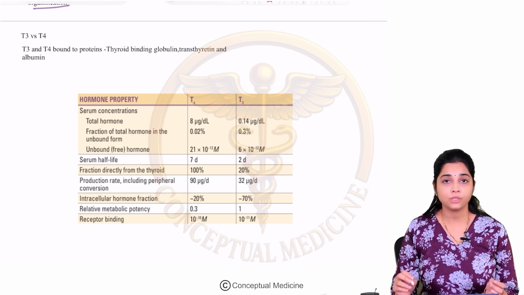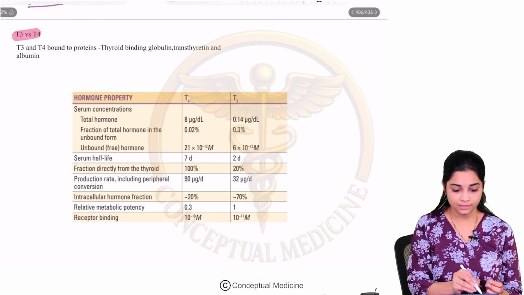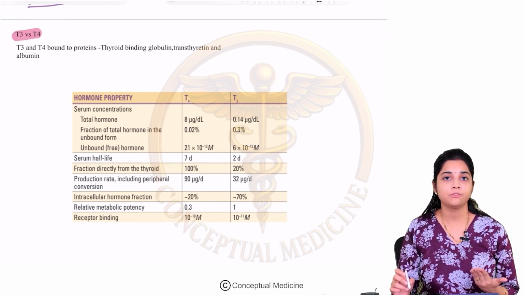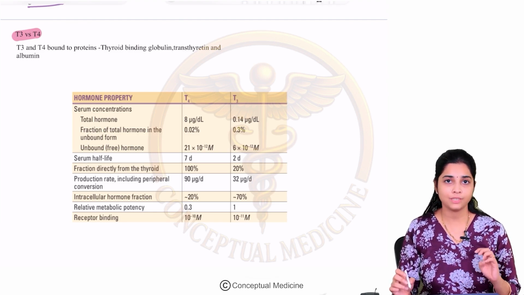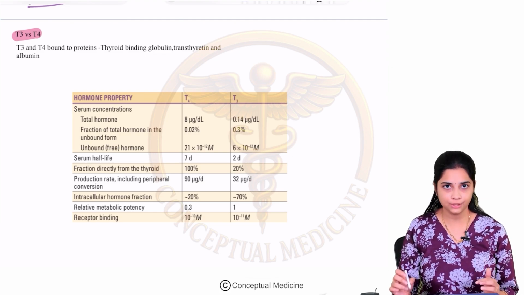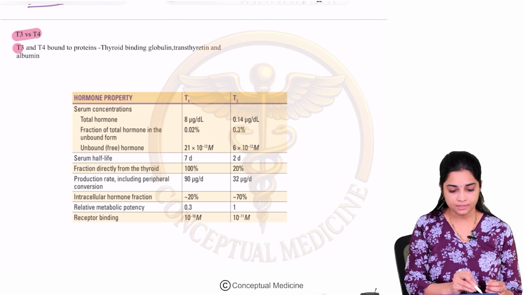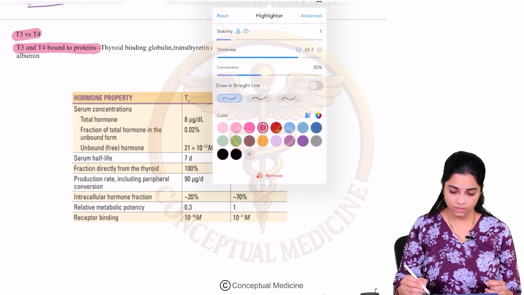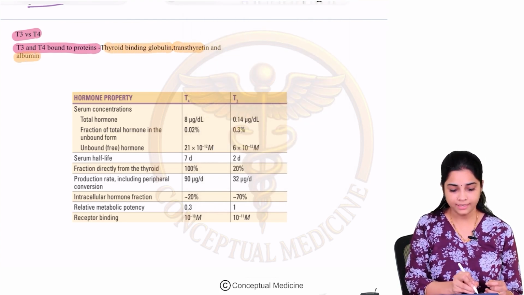So now let us look at the differences between T3 and T4. We know that T3 and T4 are the final active forms of thyroid hormone. Okay, so they are triiodothyronine and tetraiodothyronine. Once they are released, they are usually bound to proteins. So what are the proteins to which they are bound? They are bound to thyroid binding globulin, transthyretin and albumin.